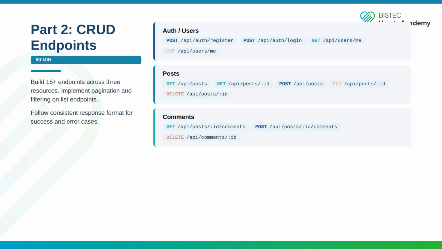Part 2 is where you build the actual API. 15 or more endpoints across 3 resources. Auth and users: registration, login, get current user profile, and update profile. Posts: list or get one, create, update, delete. Comments: list by post, create, delete.